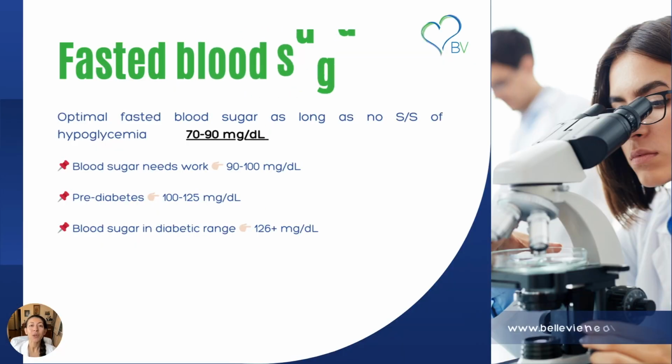Okay, so let's start with your fasted blood sugar, or blood glucose level. A lot of times you see the normal is between 70 to 100, but if your blood sugar is anywhere between 90 to 100, this is your red flag. This is the alarm for you to make some changes right away. Pre-diabetes is anywhere between 100 to 125, and diabetic range is over 126.